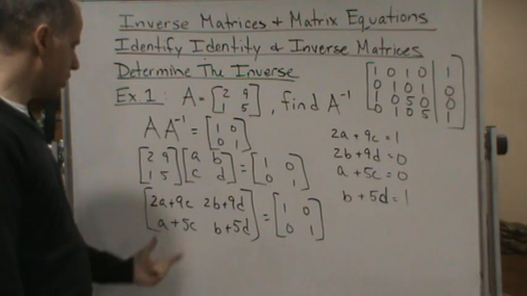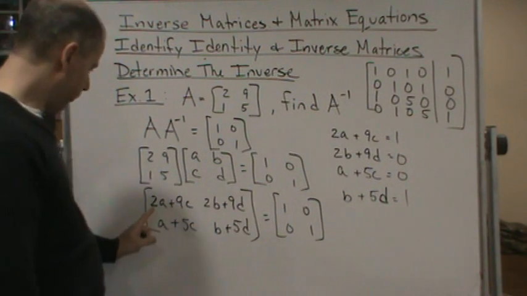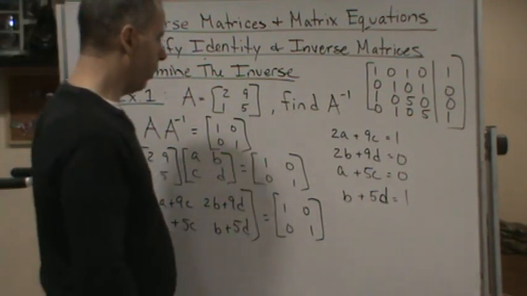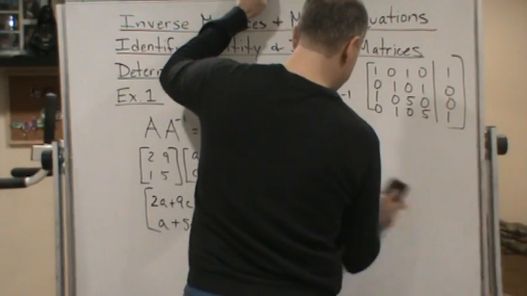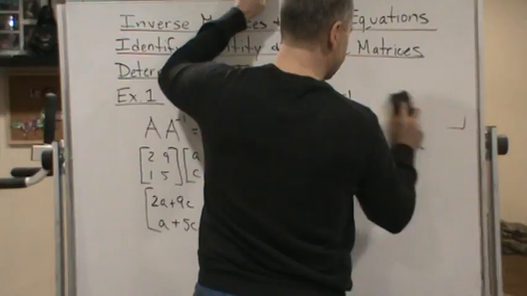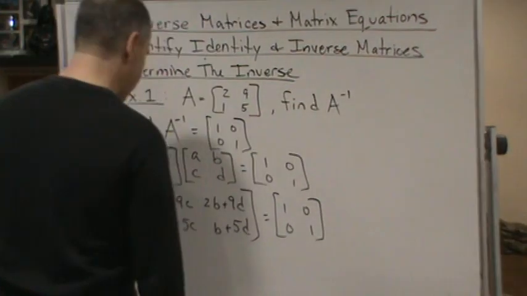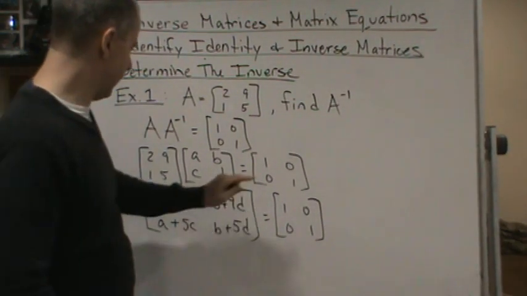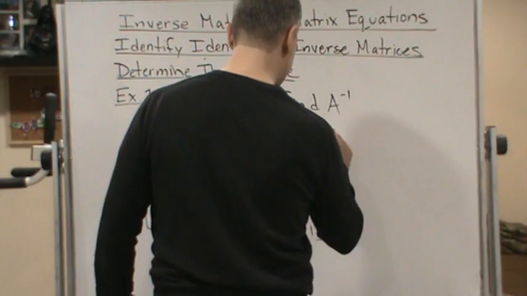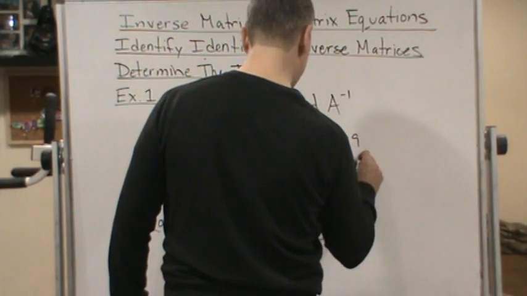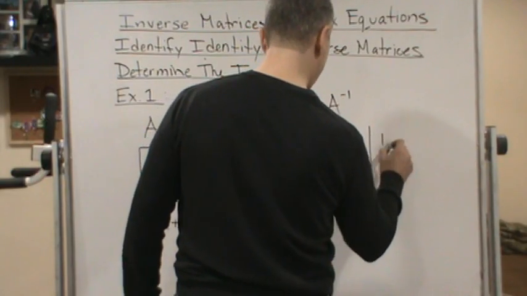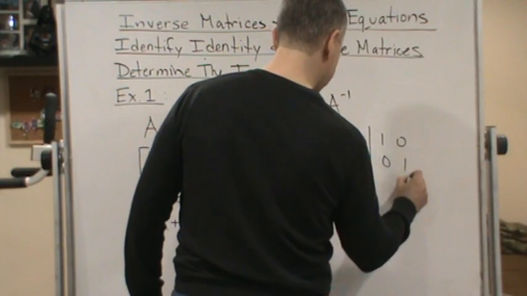And so we could actually split this up where we can have the same matrix. So what we can do is we can set this up as an augmented matrix with just this and this. So we can set it up this way. 2, 9, 1, 5, 1, 0, 0, 1.